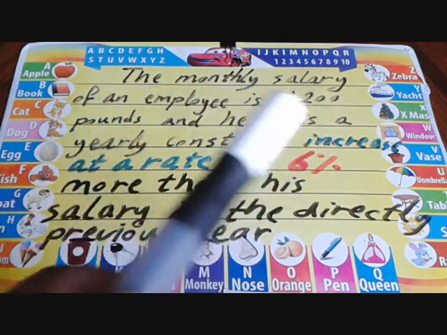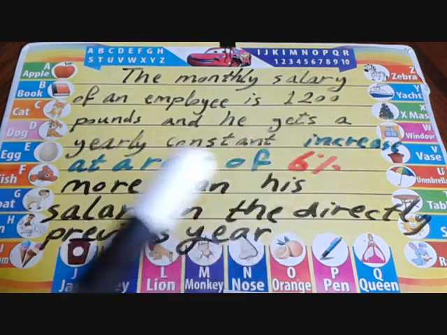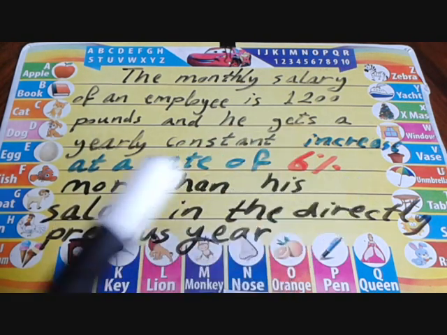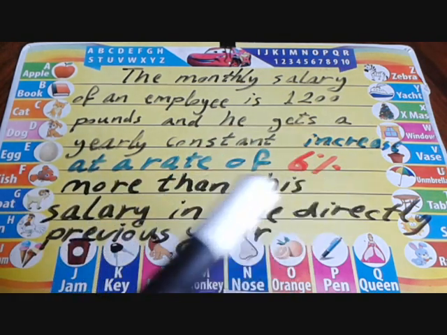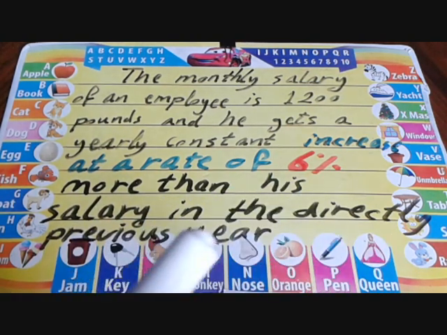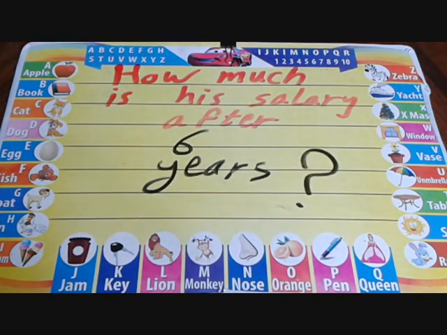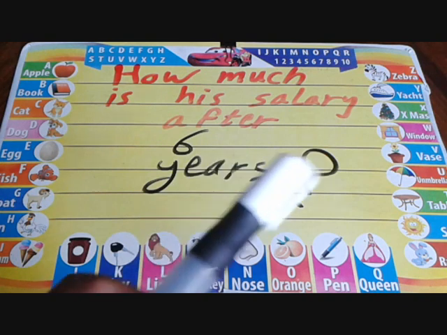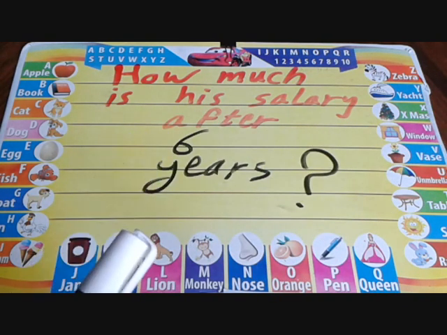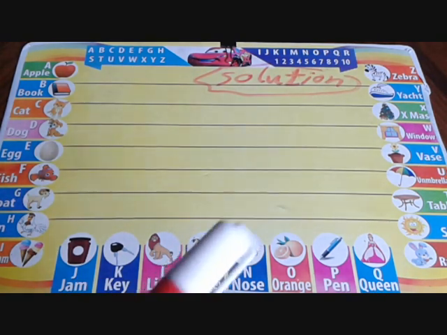Monthly salary of an employee is 1,200 pounds, and he gets a yearly constant increase at a rate of 6% more than his salary in the directly previous year. How much is his salary after 6 years? Solution.